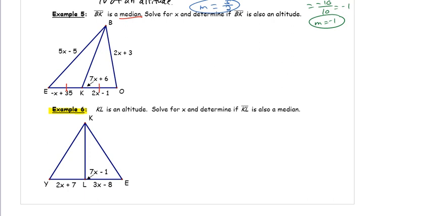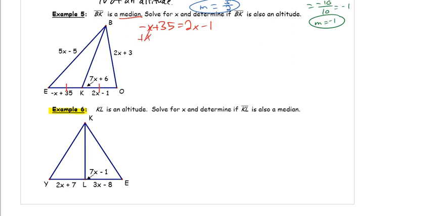Okay, so first let's solve for x. I just marked what we need to know is true. That is, EK is congruent to KO. So what we're going to do to solve for x is say, okay, negative x plus 35 has to be equal to 2x minus 1. I'd like you guys to pause it, work ahead, see what you get for x. Okay, hopefully you found your x and see if you get the same thing I have.